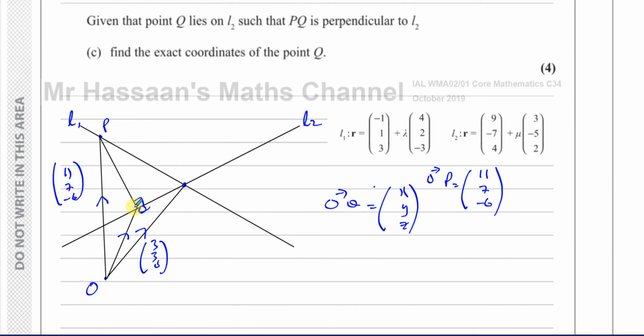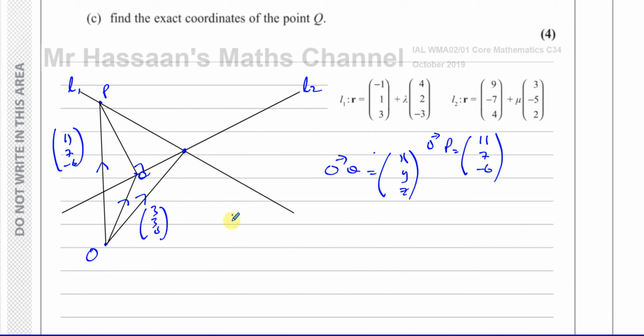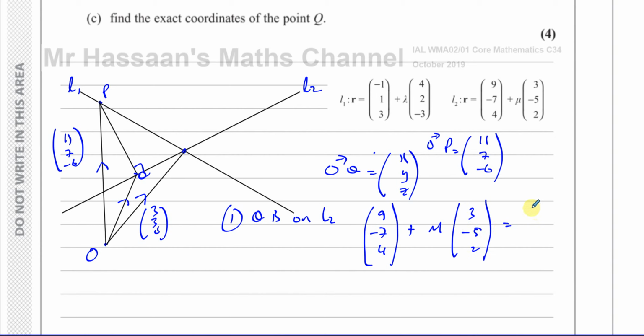Okay, so we've got to find this point Q, which lies on line 2, and PQ is perpendicular to line 2. So we have two bits of information about Q that will help us. One is that Q is on line 2. All right, so that means there's going to be a value of mu that takes us to (x, y, z). So we can set up an equation from that. We can say (9, -7, 4) plus mu times (3, -5, 2) is going to take us to (x, y, z).